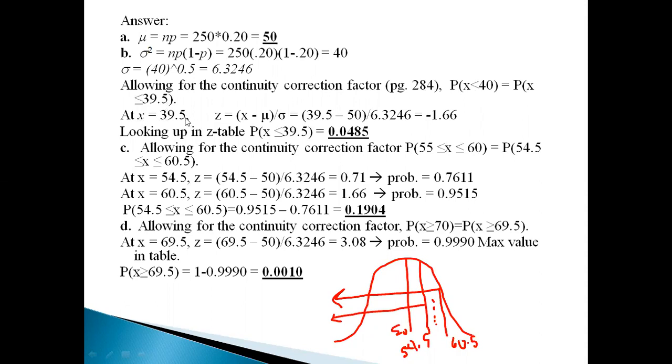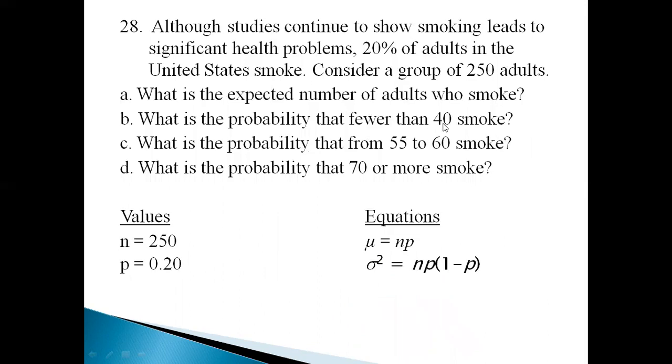So looking at that 39.5, we plug it into our z equation. So z is going to be 39.5 minus 50, which is our mu we found up here, divided by our sigma, which we found right here. And so we have negative 1.66 as the value we get for z. Now, if we look that up in the z table, that gives us the probability x less than or equal to 39.5 is 0.0485. So that's the probability that fewer than 40 smoke.